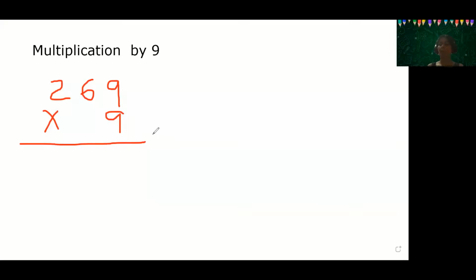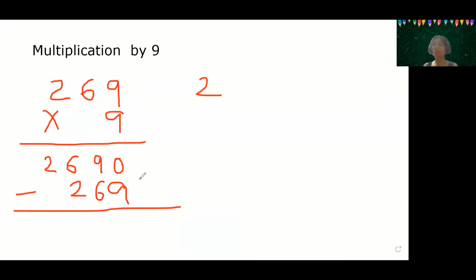269 multiplied by 9. If you are very good at multiplication, some of you might be, you can do it very fast. But the small children, if they have difficulty in doing the sum, we can do it with the help of subtraction. What we do, we write 0 with the number, write 0 with the multiplicand, and subtract the same number. Answer is 2, 4, 2, 1.